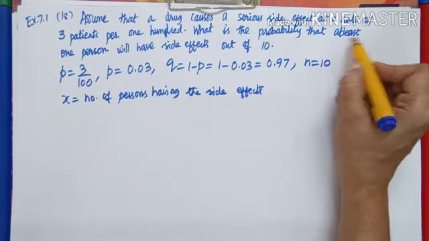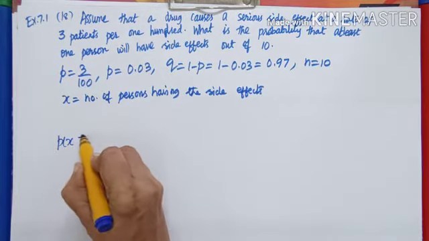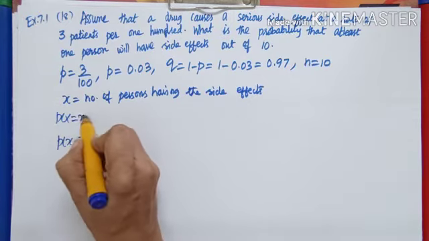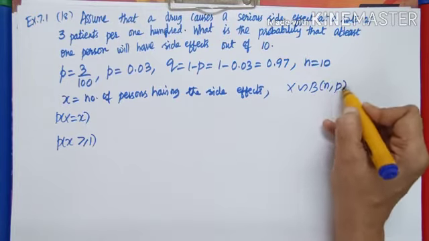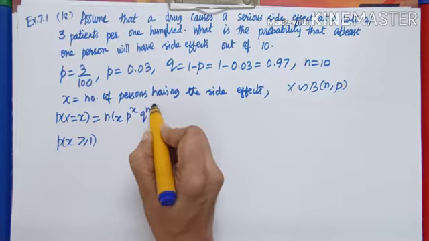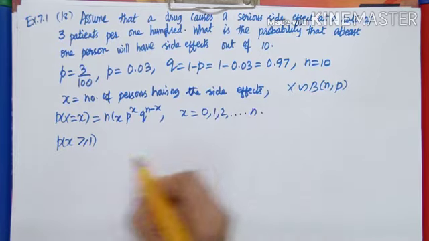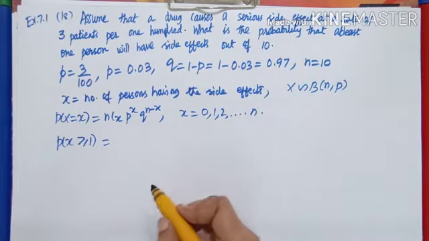My question is at least one. So I need to find X greater than or equal to 1. What is the formula? It is the binomial distribution. X follows binomial with parameters n and p: nCx p power x q power n minus x, where x is from 0, 1, 2 up to n. Greater than or equal to 1 tells me 1 to 10 I must find out.